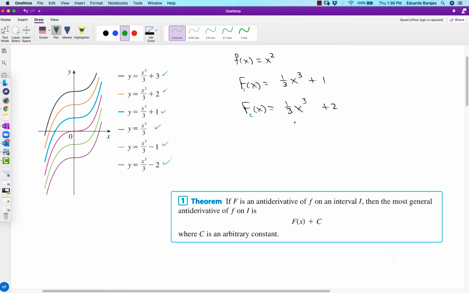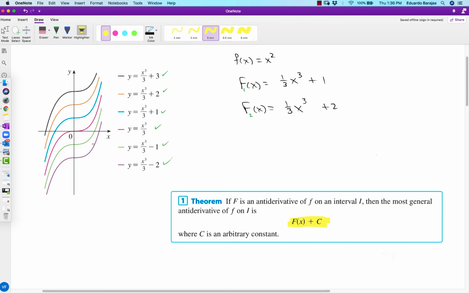And so in general we could say that if capital F is an antiderivative of lowercase f on an interval I, then the most general antiderivative of lowercase f on I is given by this function, capital F of x plus c, where c is an arbitrary constant. Good. And we can see a nice little graph here depicting all the different functions.